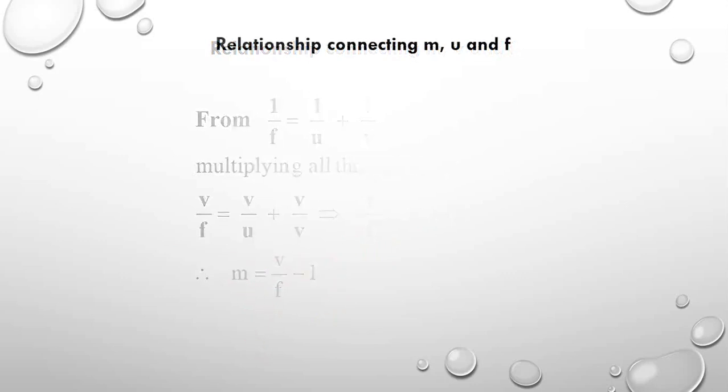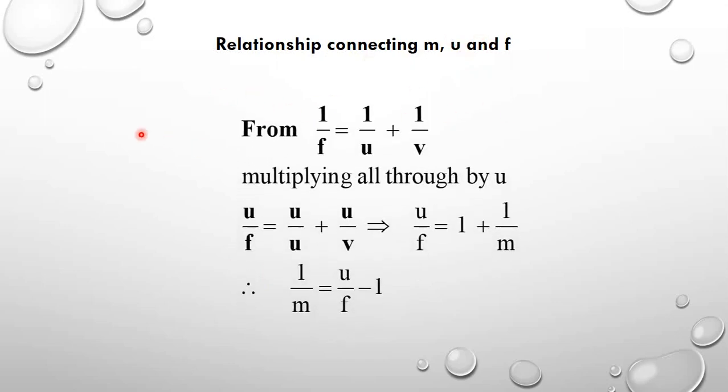Then also, if you want the one connecting m, u, and f, we shall multiply this time around by u. We shall multiply the mirror formula throughout by u. So we shall have u over f is equal to u over u, which is 1, plus u over v, which is the reciprocal of the magnification. So u over f is equal to 1 plus 1 over m. And therefore 1 over m is going to be u over f minus 1. That relationship is also very important.